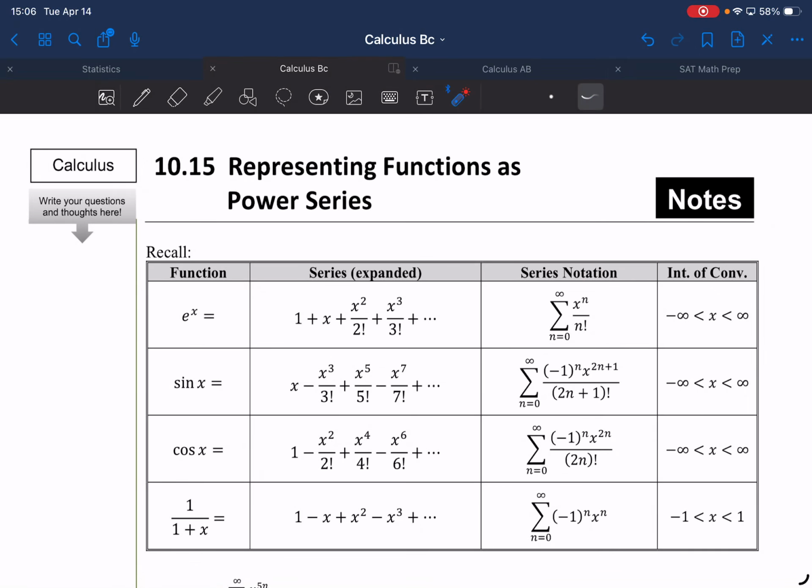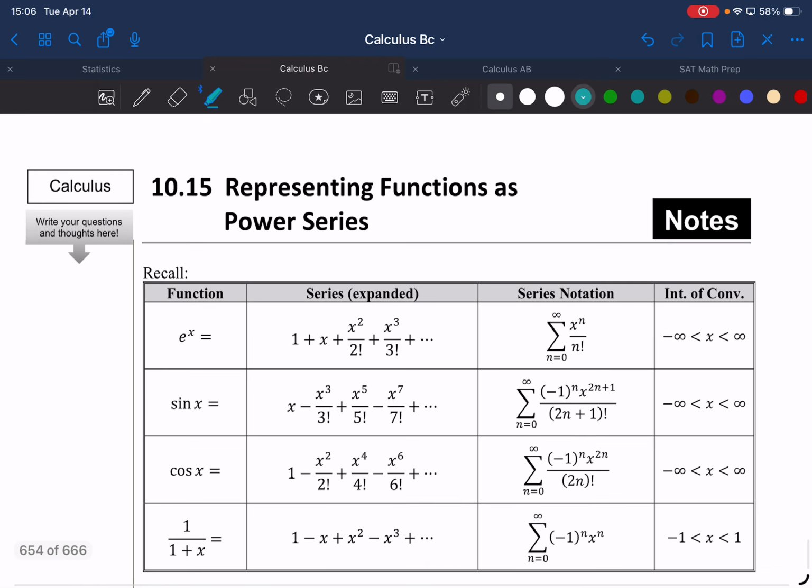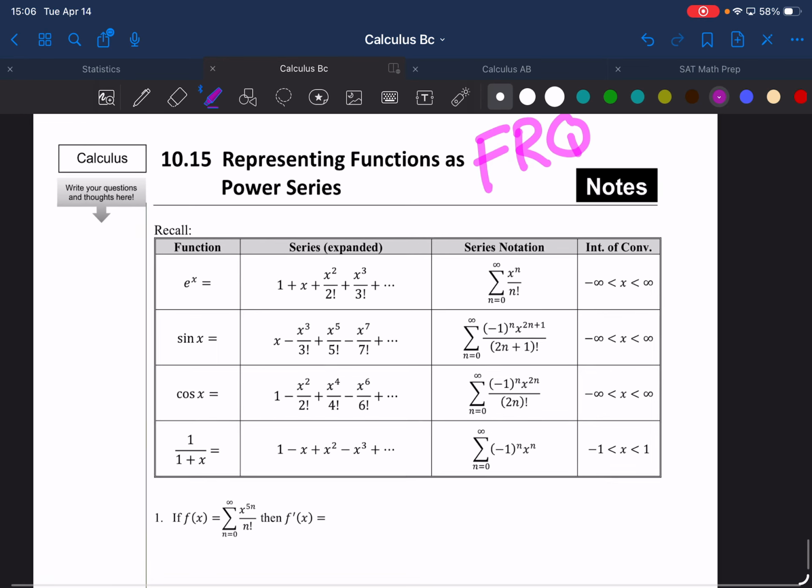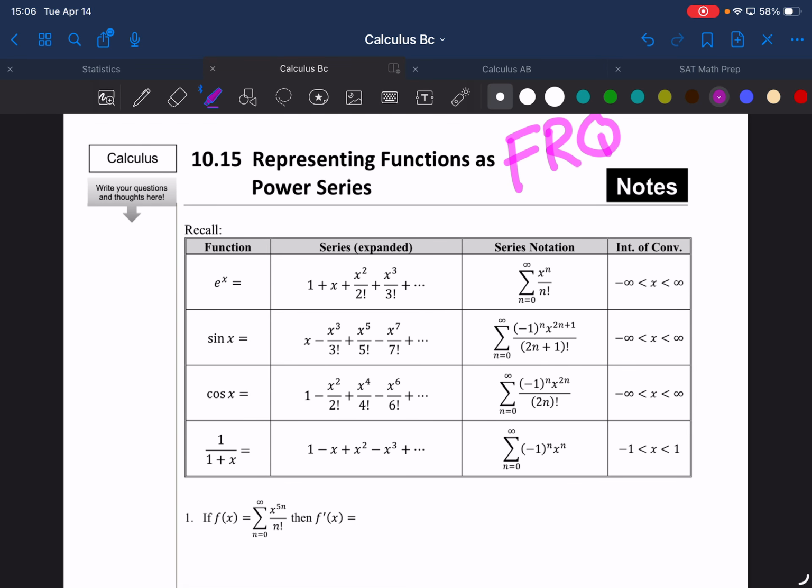Okay, so 10.15 notes is representing functions as power series. Okay, again, just like you did on the other one at the top, right? FRQ. So between 10.14 and 10.15, every year there has been guaranteed at least one of these as your BC portion FRQ. Okay, notice that the table that is up here is the same table from 10.14.